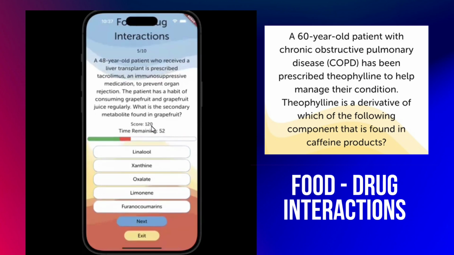Let's go. A 48-year-old patient who received a liver transplant is prescribed tacrolimus, an immunosuppressive medication to prevent organ rejection. The patient has a habit of consuming grapefruit and grapefruit juice regularly. What is a secondary metabolite found in grapefruit? So what is a secondary metabolite that is found in grapefruit that has an impact in food-drug interactions? I would say it is the furanocoumarins.